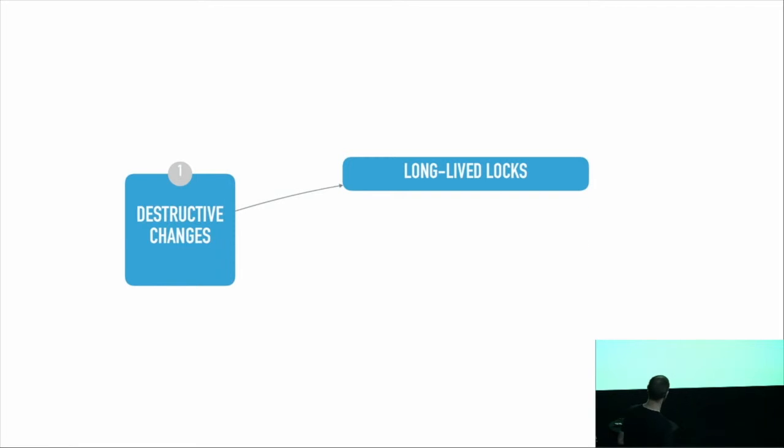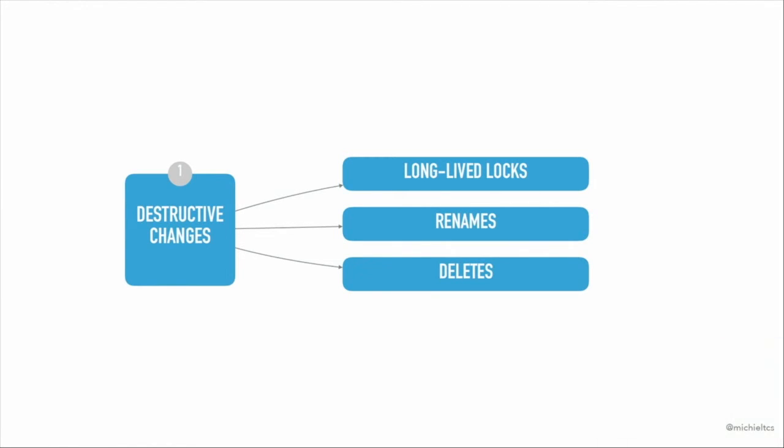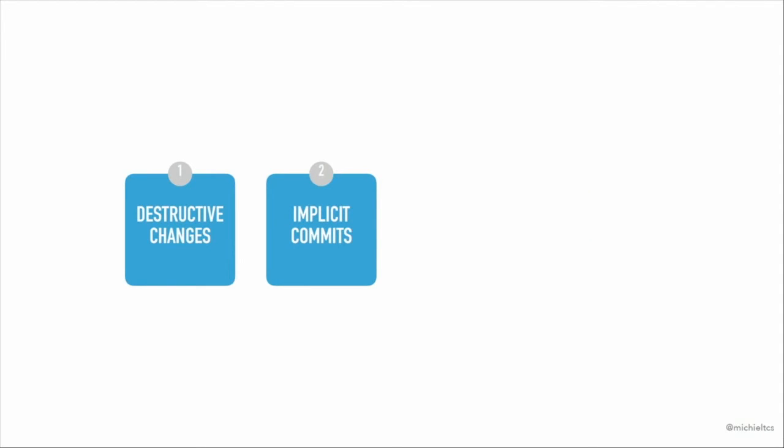Long-lived locks are an issue then, renames are an issue, and deletes are an issue. As I said before, implicit commits in transactions or in database schema migrations, you also need to be aware of that. And sharding: if you shard your table over multiple databases, then rolling that back becomes very difficult if, for example, you migrate shard by shard, and then where are you?